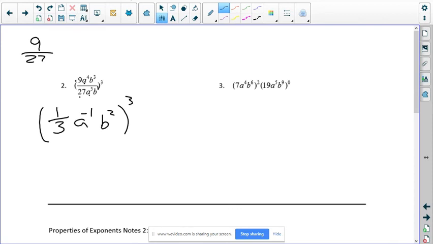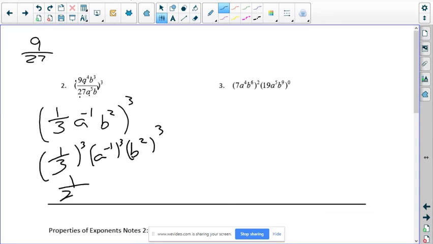So now we have this all to the third power. So we have 1/3 being taken to the third, a to the negative first taken to the third, and b squared taken to the third. So you have 1/27th, a to the negative third, b to the sixth. And often we like to write these fractions without any negative exponents. So we end with our answer being b to the sixth divided by 27a to the third.